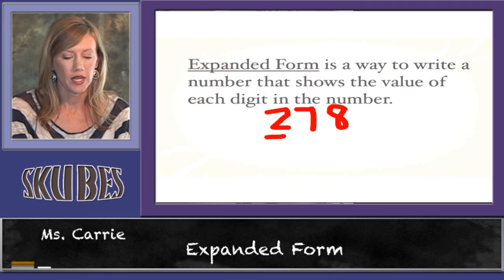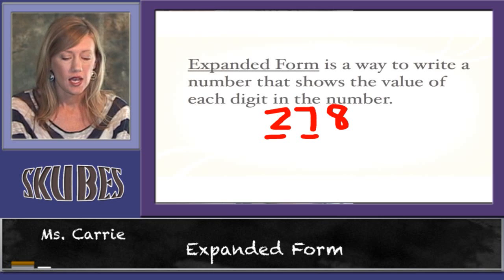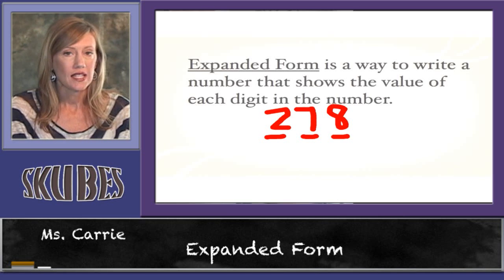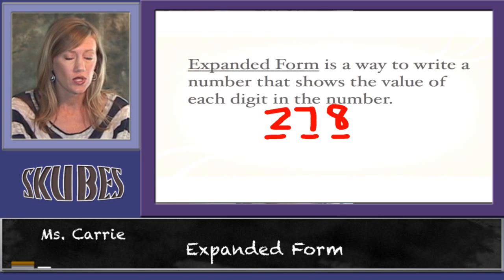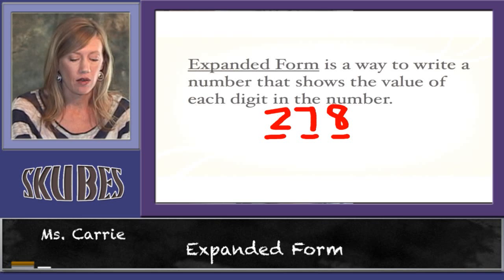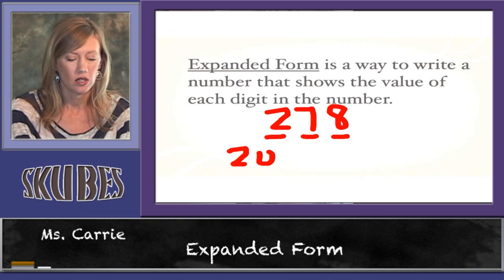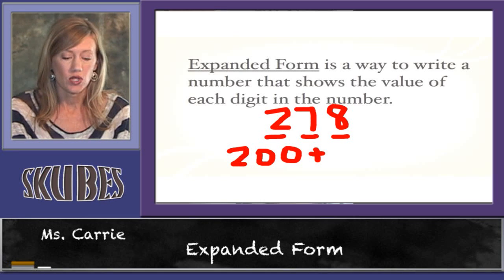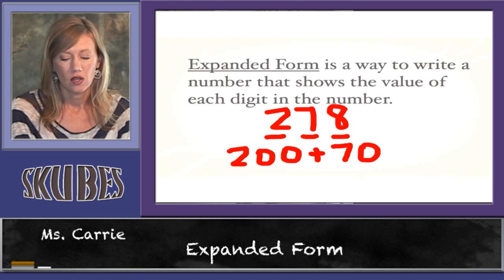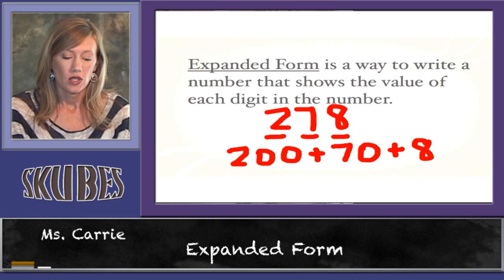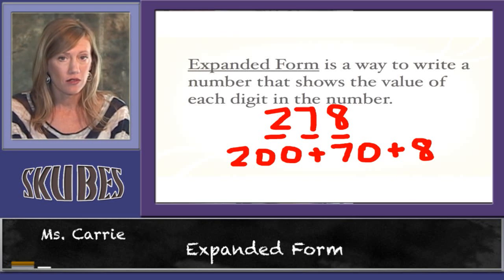The 2 is in the hundreds place, the 7 is in the tens place, and the 8 is in the ones place. When we write this out in expanded form, we look at each digit and figure out what its value is. We said the 2 was in the hundreds place, so that means that represents 200. Now we're going to add to the tens place. There's a 7 in the tens place, that makes that 70, plus our 8 left over in the ones place. So 278 written in expanded form would be 200 plus 70 plus 8.